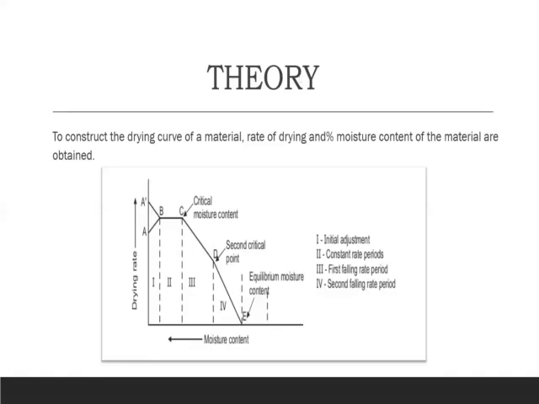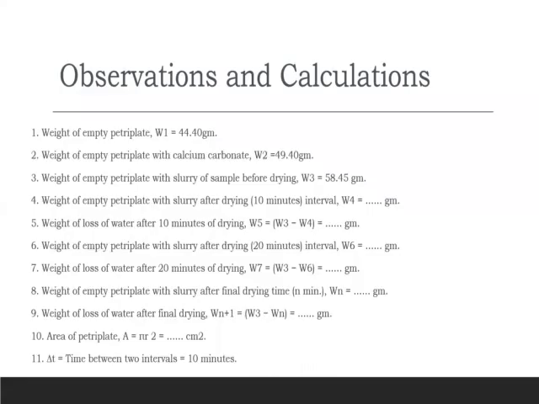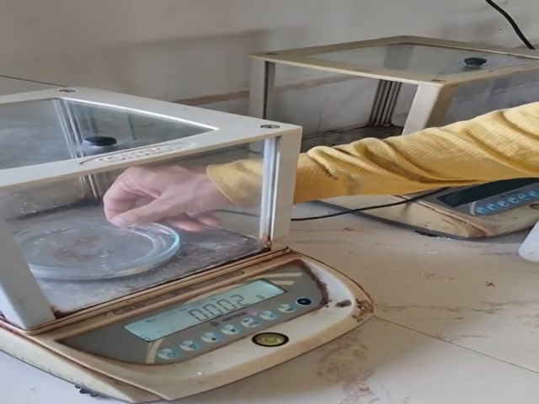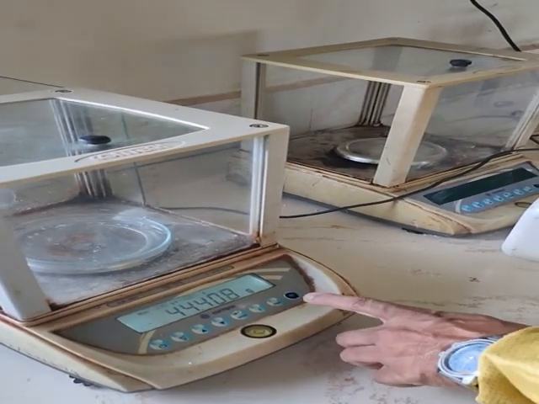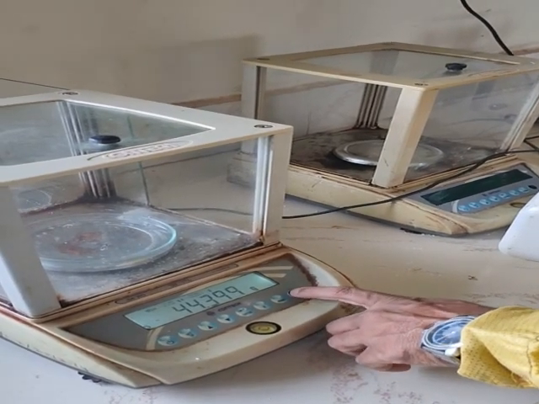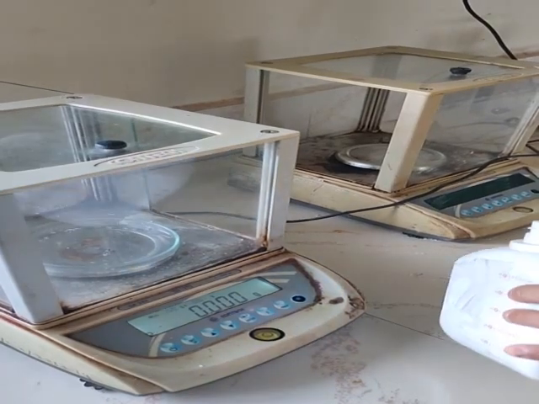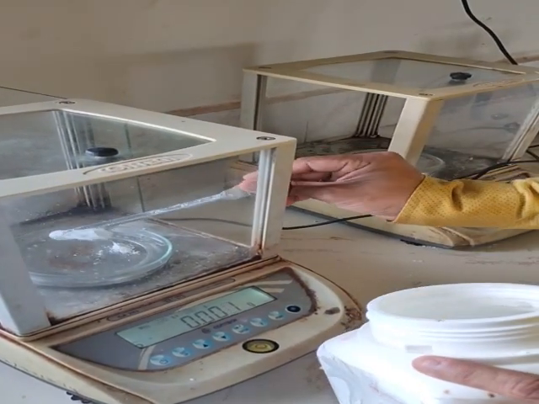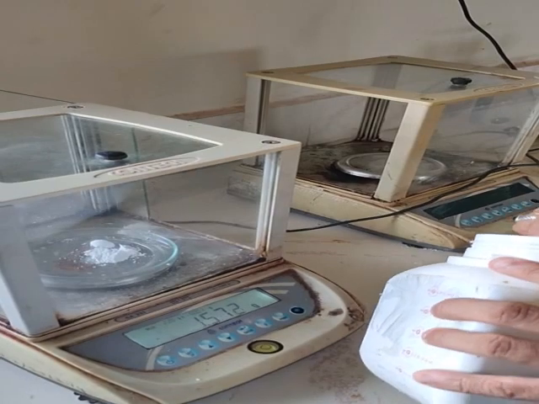After this, we proceed to the procedure for this experiment. First, weigh the empty Petri plate and note down its weight. Then add 5 grams of chalk powder into it.